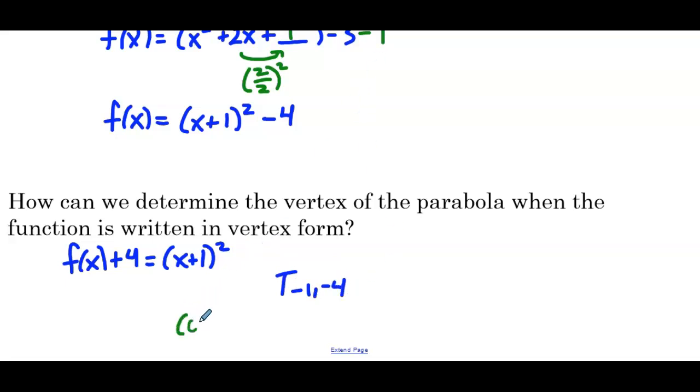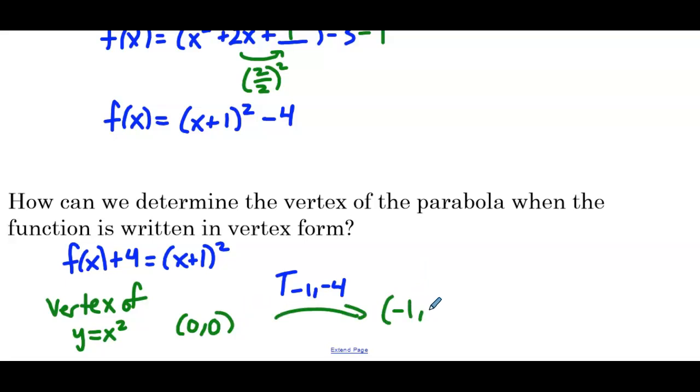So we're going to take the vertex of y equals x squared, and we're going to apply the translation. So we would get negative 1, negative 4. And this is the vertex of f of x.